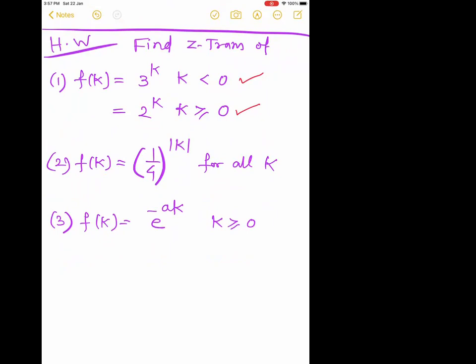So for this term, you have to use the Z transform of a raised to k for k less than 0, in which a is replaced by 3. In the second term, this is the Z transform of a raised to k only, but for k greater than or equal to 0, and there you put a is equal to 2. That's it. So that will be the answer for the Z transform of the entire sequence f of k.